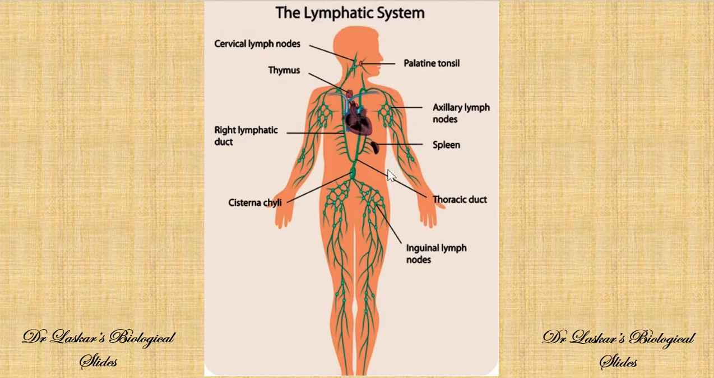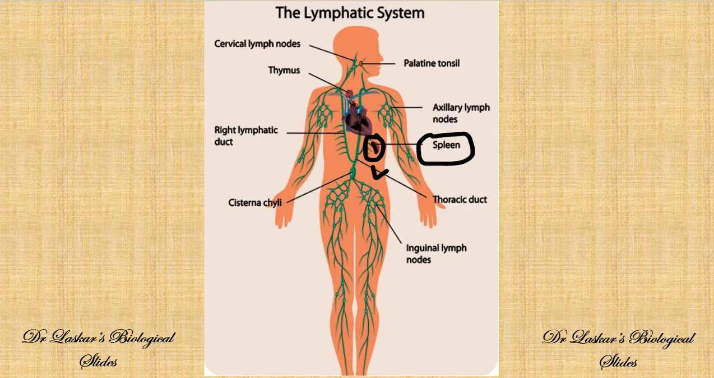The next lymphatic system part is the spleen. Here it is, spleen. It is the largest lymphatic organ in the human body, and it is mainly situated on the left. This is the left part and this is the right part. You can see the spleen is present in the left upper part of the abdomen. This is the exact location of the spleen.